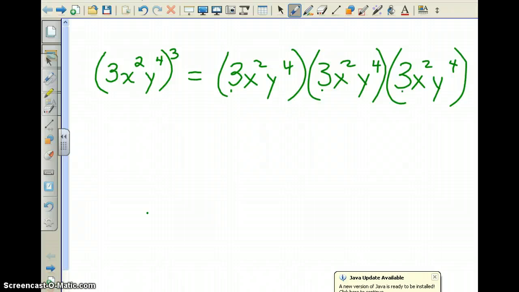will make 27. And then my x's, I'm going to multiply by adding the exponents together. So 2 plus 2 plus 2 will be x to the sixth. And my y's, when I add the exponents, 4 plus 4 plus 4 will make 12.